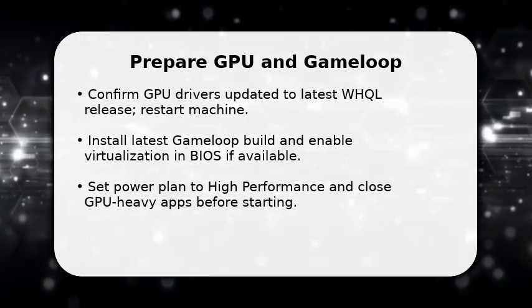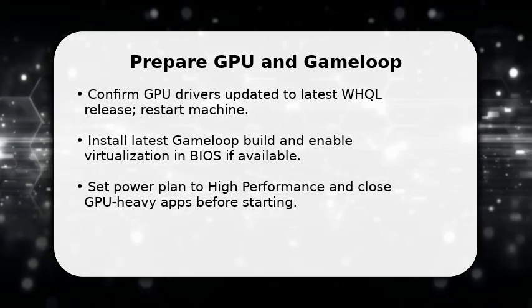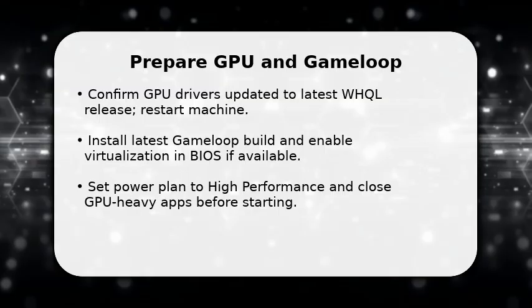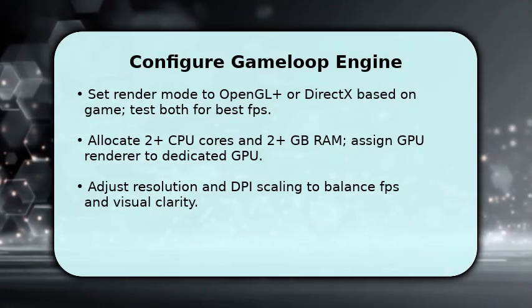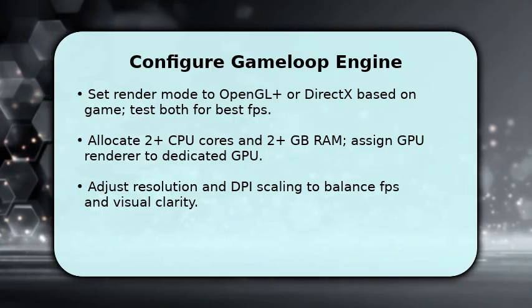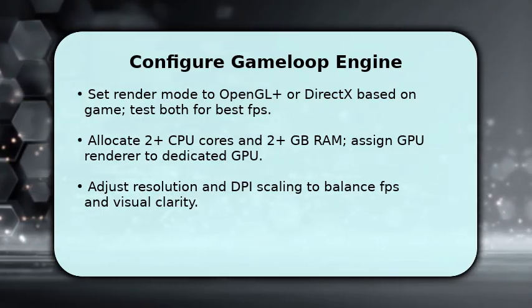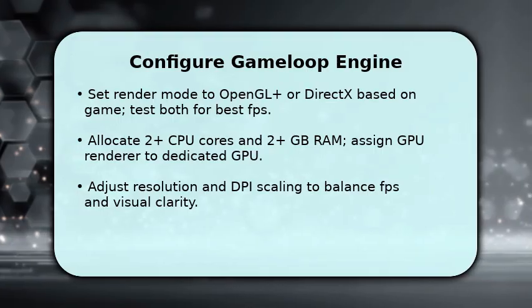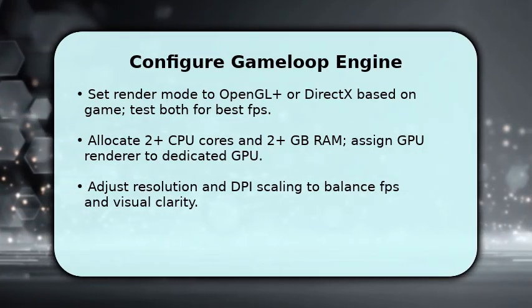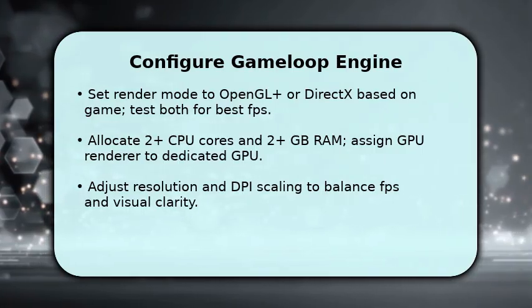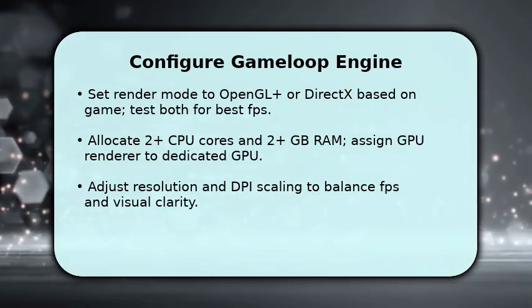Now open Gameloop and head straight to Engine Settings to continue with configuration. You're in the Engine Settings, and this is where choices matter. Switch render modes, test OpenGL+ and DirectX to see which yields higher FPS for your title, because different games favor different APIs. Allocate at least 2 CPU cores and 2 GB of RAM. Increase if you have spare resources.